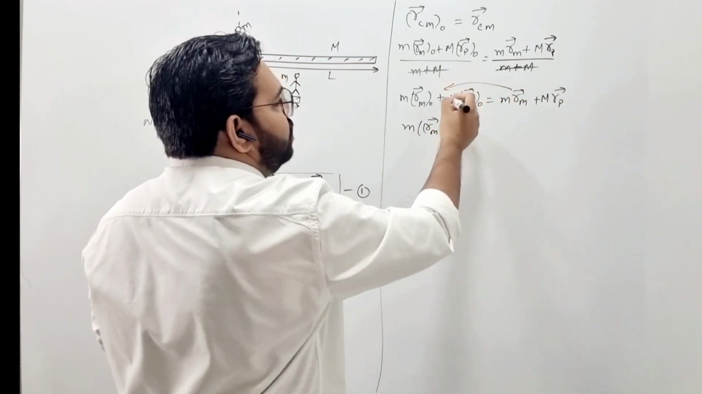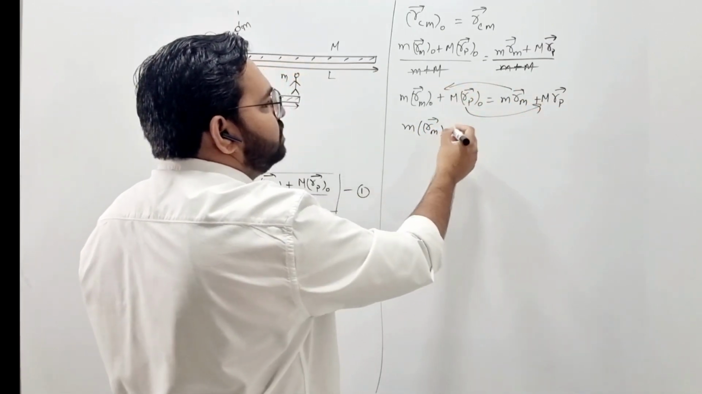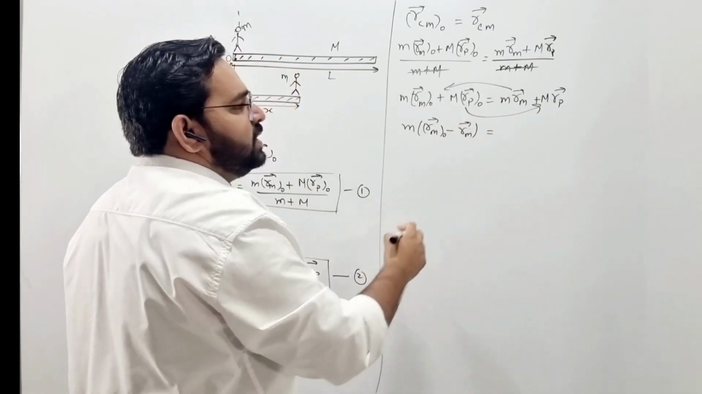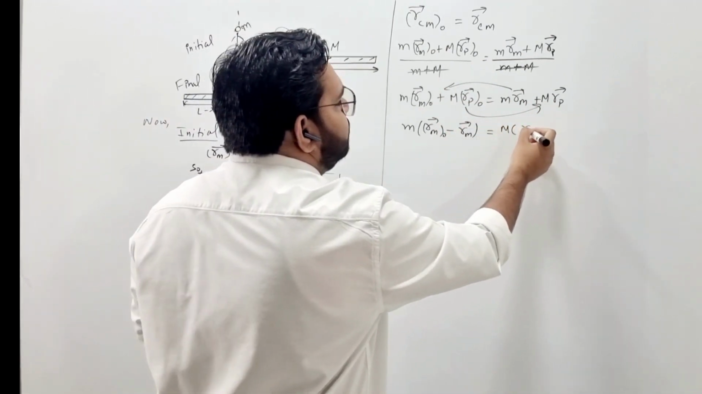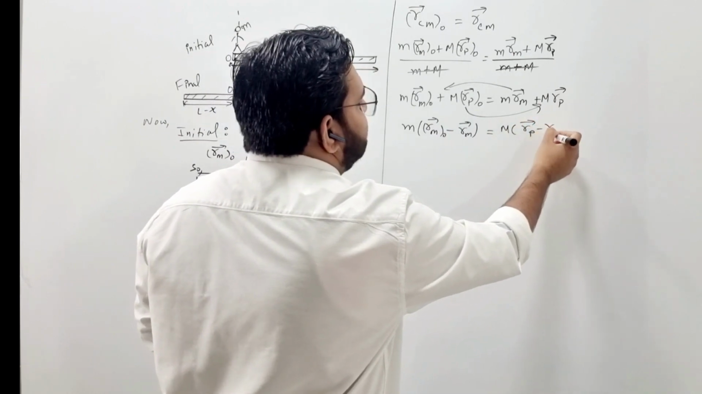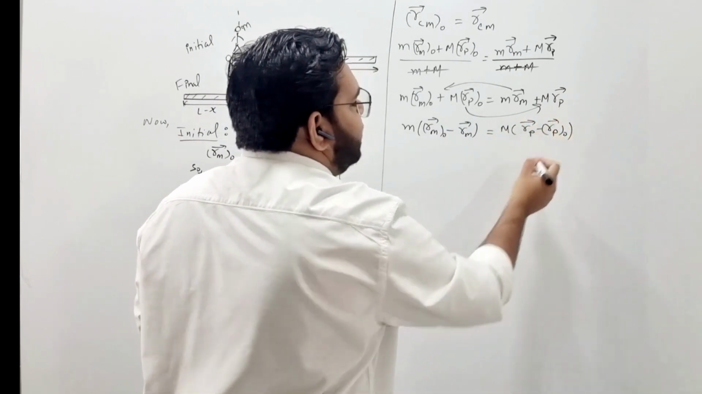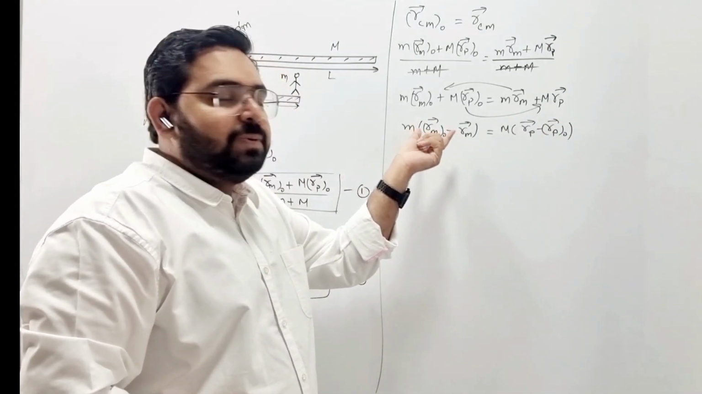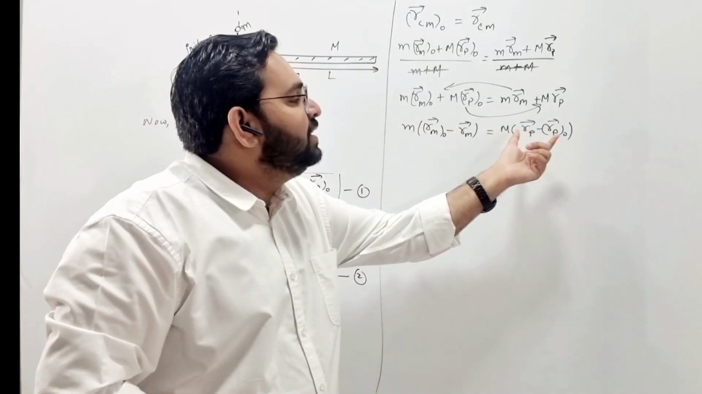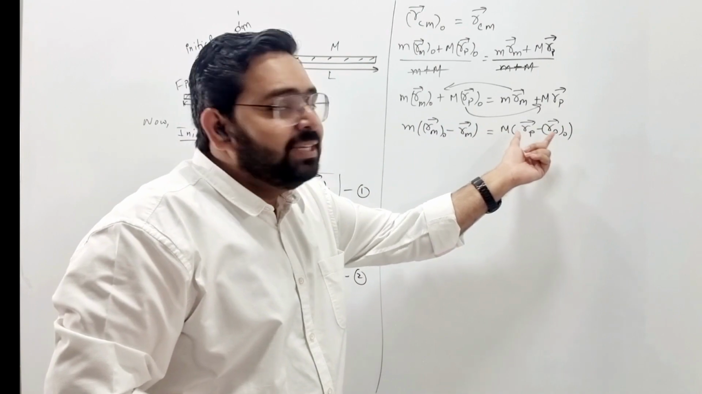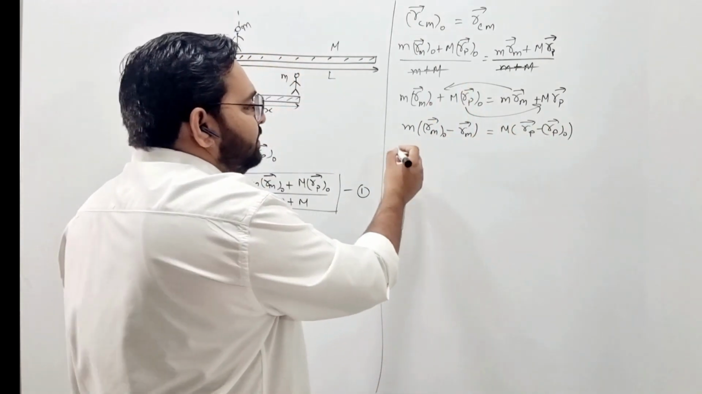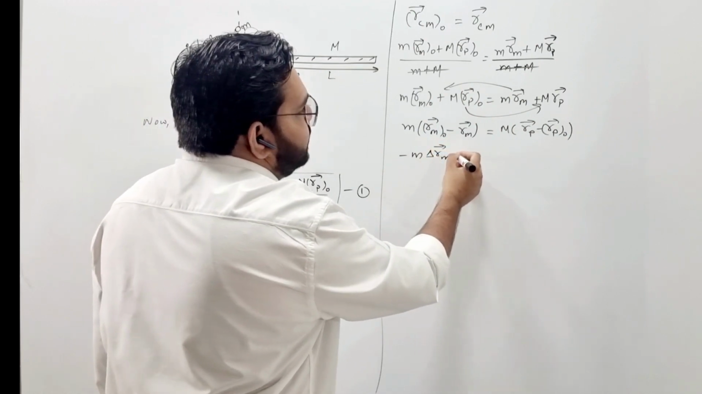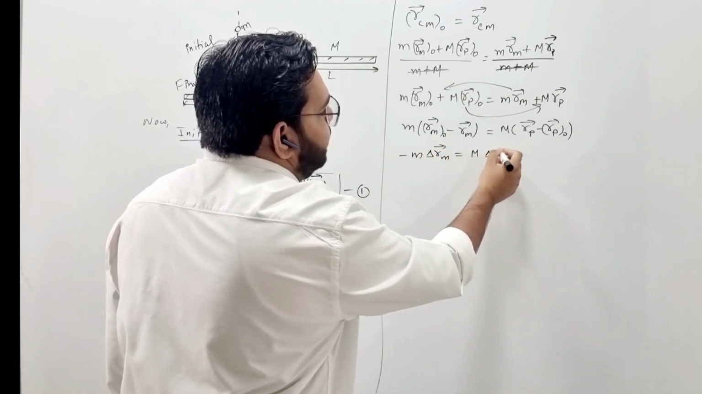So this has come over here and this has gone over here. Minus Rm equals capital M common. Rp minus Rp naught. Now if you pay attention, this is the negative of the displacement of the person with respect to the ground, and this is the displacement of the plank with respect to the ground. So we can write this as minus m into delta Rm equals capital M into delta Rp.